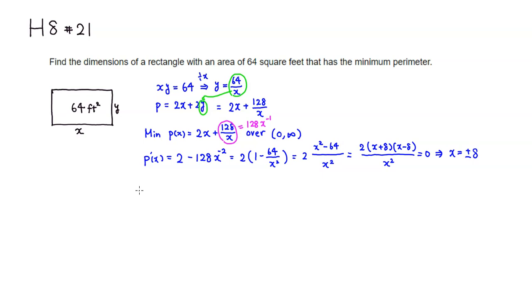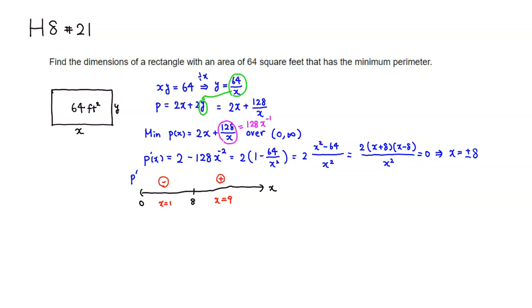If you do a number line starting from 0 to infinity, the only critical number on this interval is positive 8. So I'm going to put the positive 8 right here. Then we look at the sign of the derivative, p prime, using sample numbers. Anything between 0 and 8, I like 1. If you plug in 1 here, you have 64 over 1 squared, so 1 minus 64 is very negative. And for a number bigger than 8, I'll try 9. 9 squared is 81, so 64 over 81 is less than 1, and 1 minus that is positive.